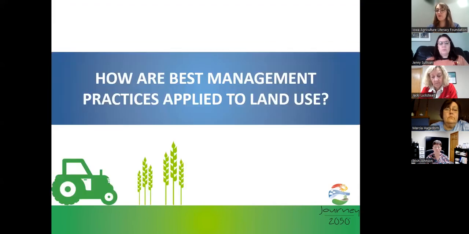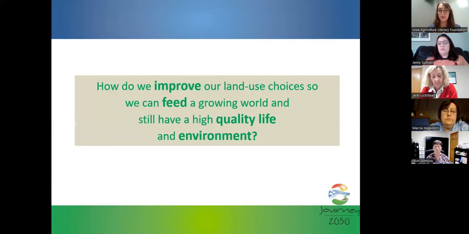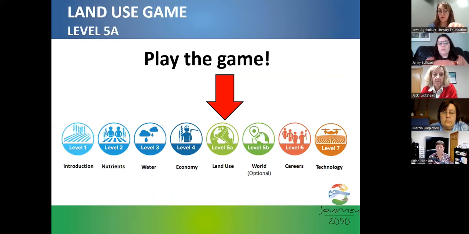Okay, so now we're going to talk more about those best management practices, but it's framed a little bit differently because we're talking about land use. So how do we improve our land use choices so that we can feed a growing world and still have a high quality of life and a high quality environment? Okay, so this portion, this is another game you can play. It is considerably shorter, and it's pretty fun.